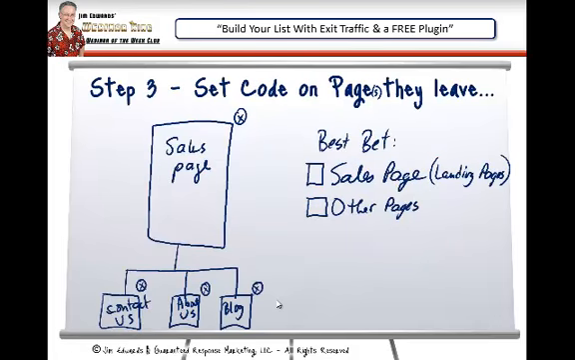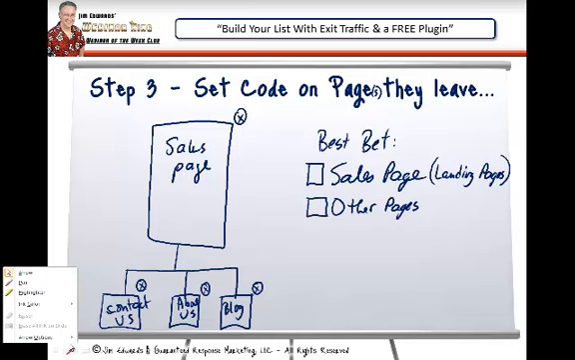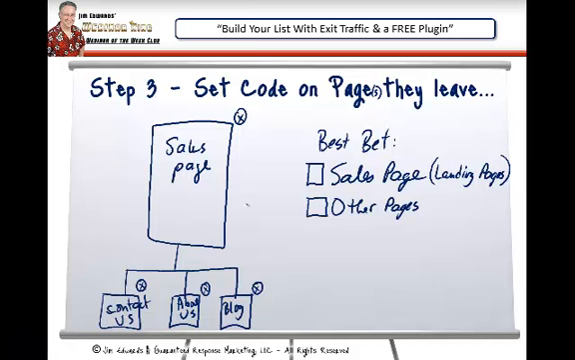And then step 3 is basically to set the code on the pages or page or pages they leave from. The thing to remember is that on your website, you're going to probably have multiple pages. You're going to have your sales page. You're going to have a contact us, an about us, a blog, something like that. Your best bet for using an exit page is on a sales page. It's not on the other pages.